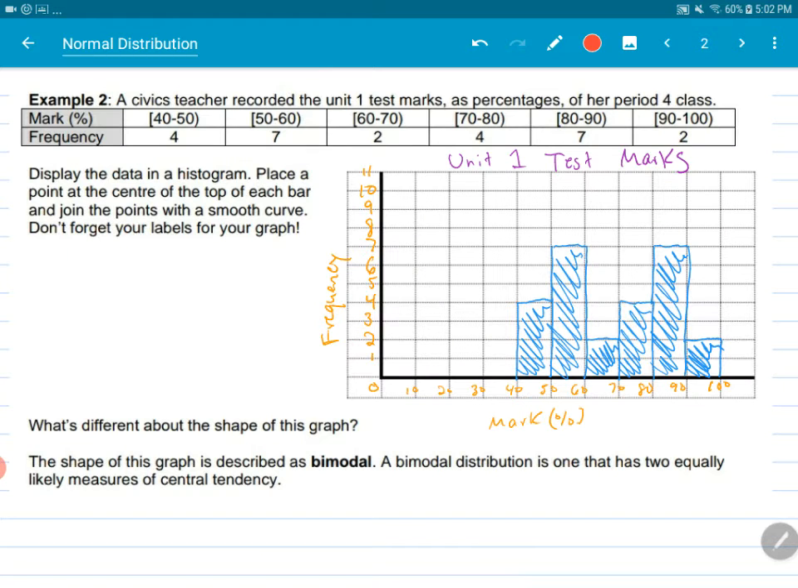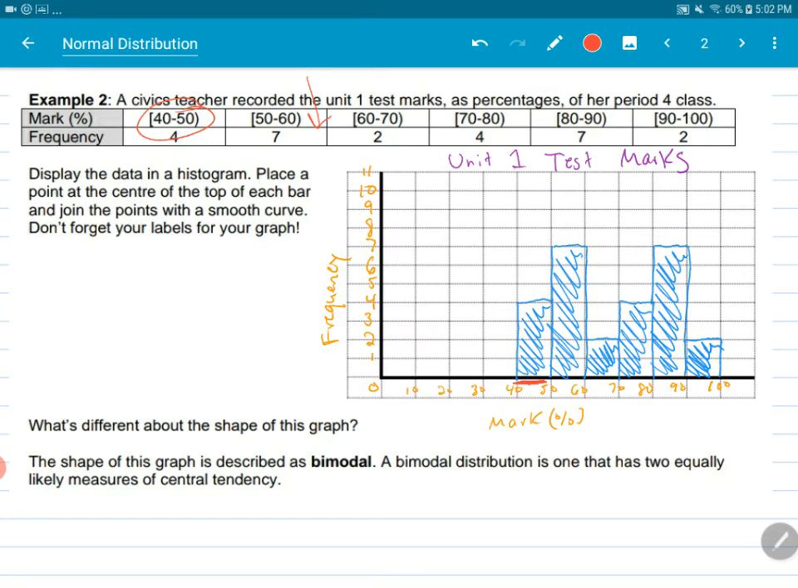So with our next example here, a civics teacher recorded the Unit 1 test marks as percentages of her Period 4 class. Display the data in a histogram, place a point at the center as we did. So this data has already been graphed. We have our mark percent at the bottom, frequency on the y-axis. Notice how with our scale on the bottom, even though these here are listed as intervals, we don't have to put the intervals on here. That naturally is 40 to 50 up here, goes in between 40 to 50 down here. So that is how you graph.